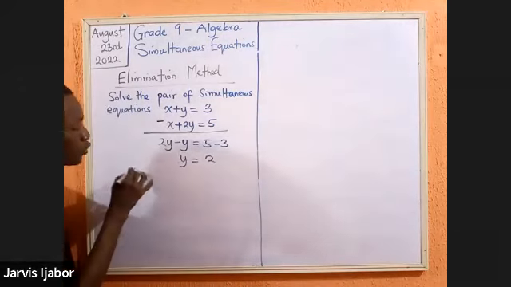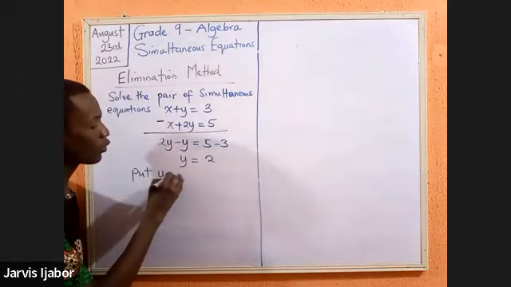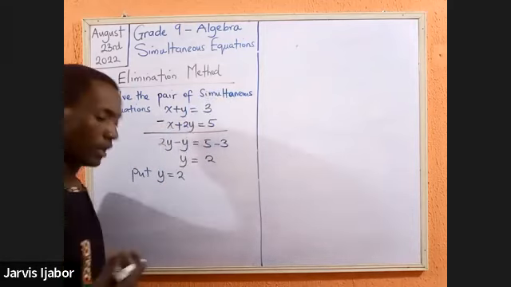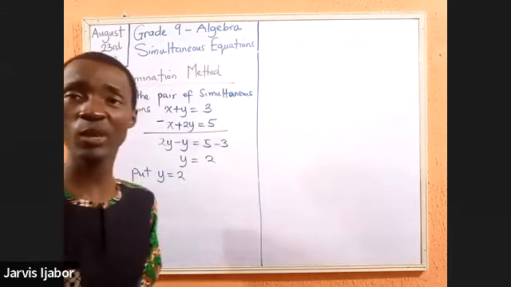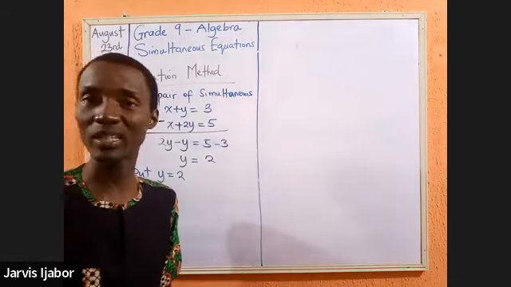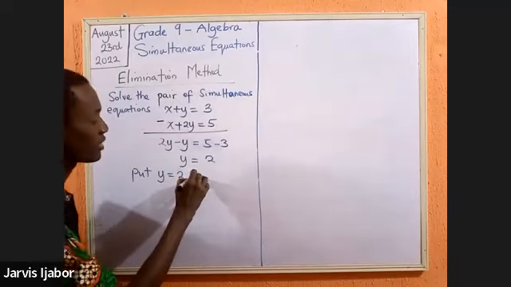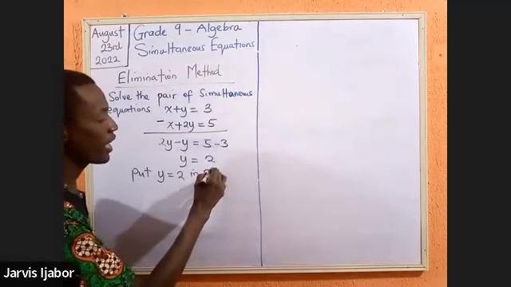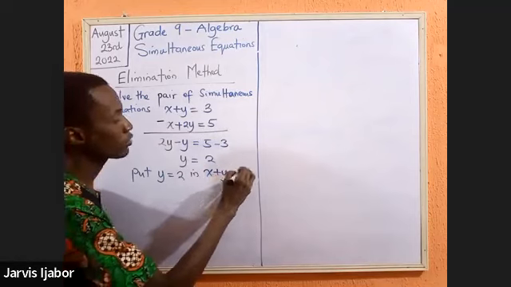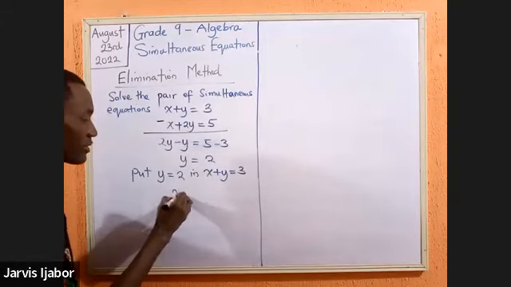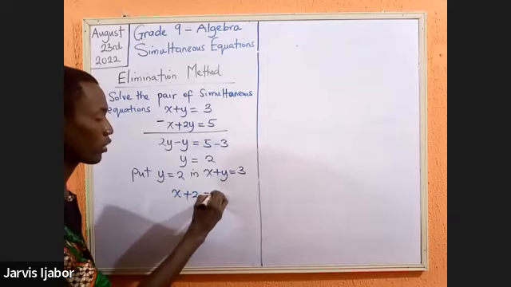So I will say put y equal to 2 in this or this. In your classroom environment, you've been taught to say equation 1 and equation 2. I don't do that anymore. It's not relevant. So I will say put y equal to 2 in. I want to use this one. x plus y equal to 3. So with that, I'm going to have that x plus 2 will be equal to 3.